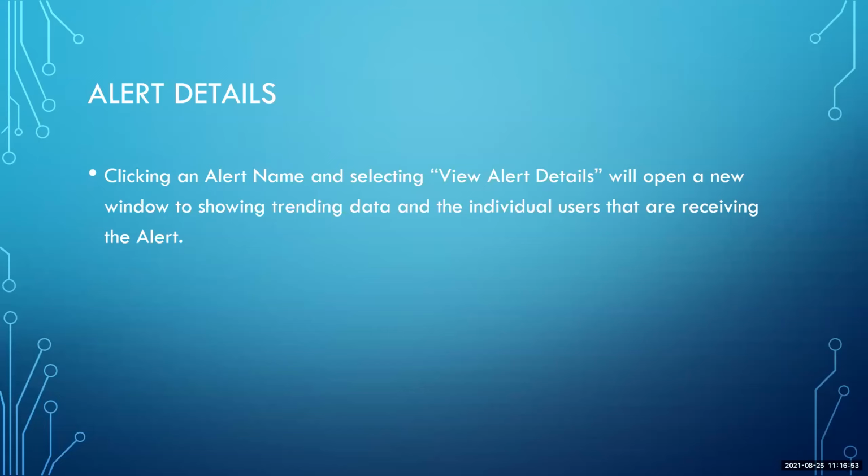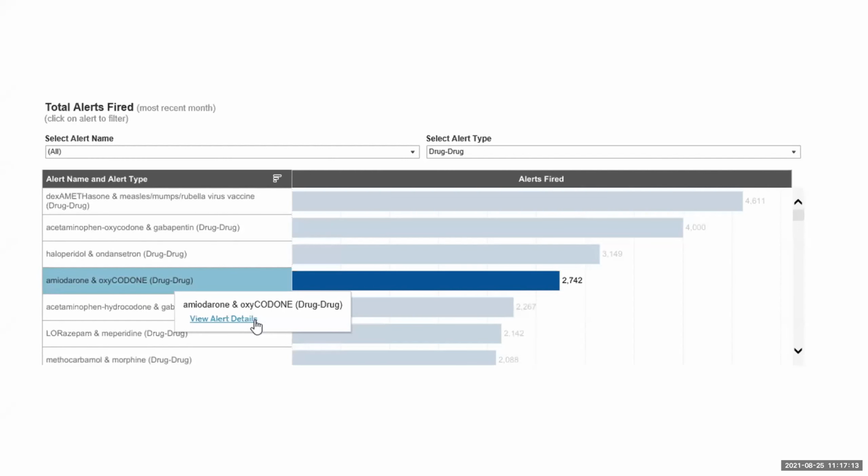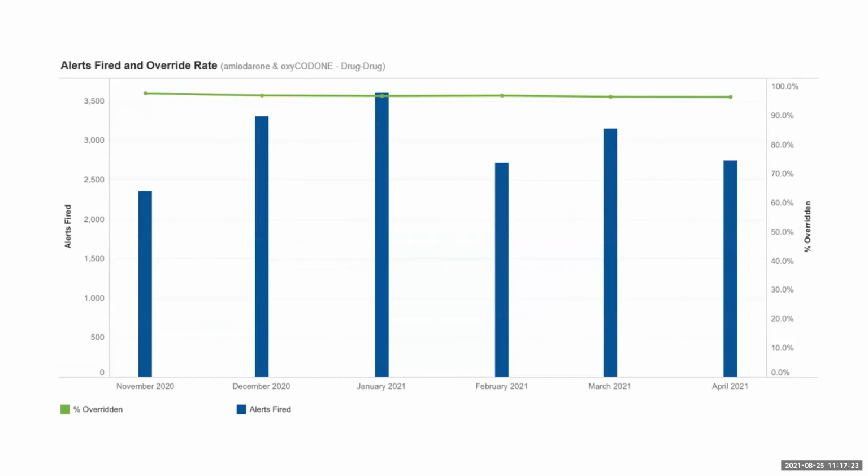You can also get some additional alert details by clicking on the drug-drug interaction pair and selecting view alert details from a pop-up menu. So that's going to give you information on the individual users that are actually receiving the alert. So here we'll stick with amiodarone oxycodone. Once I click on that amiodarone oxycodone, a pop-up menu will come up. I'm going to select view alert details. Once I do that, it's going to give me information on just that particular interaction.